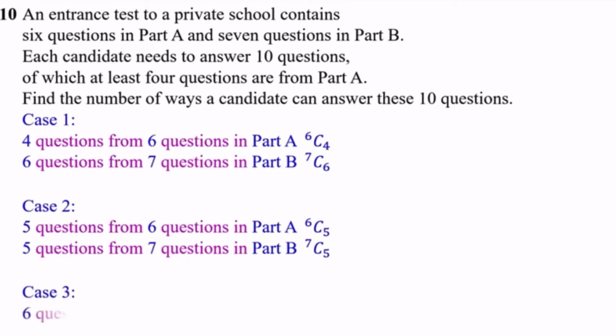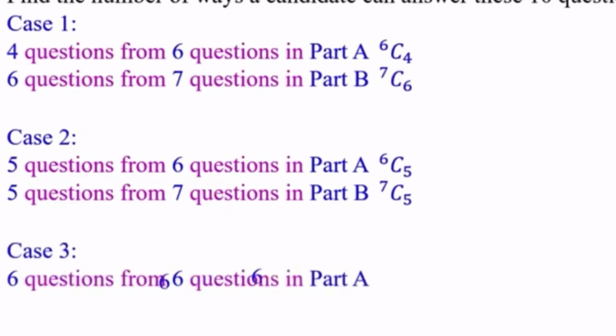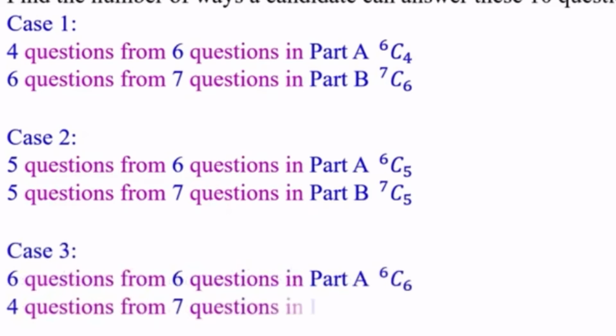For case 3, the student can choose to answer all 6 questions in part A, right? Part A has 6 questions, so it's 6C6. Hence, for the other 4 questions the candidate needs to choose from part B, which consists of 7 questions, it's 7C4.